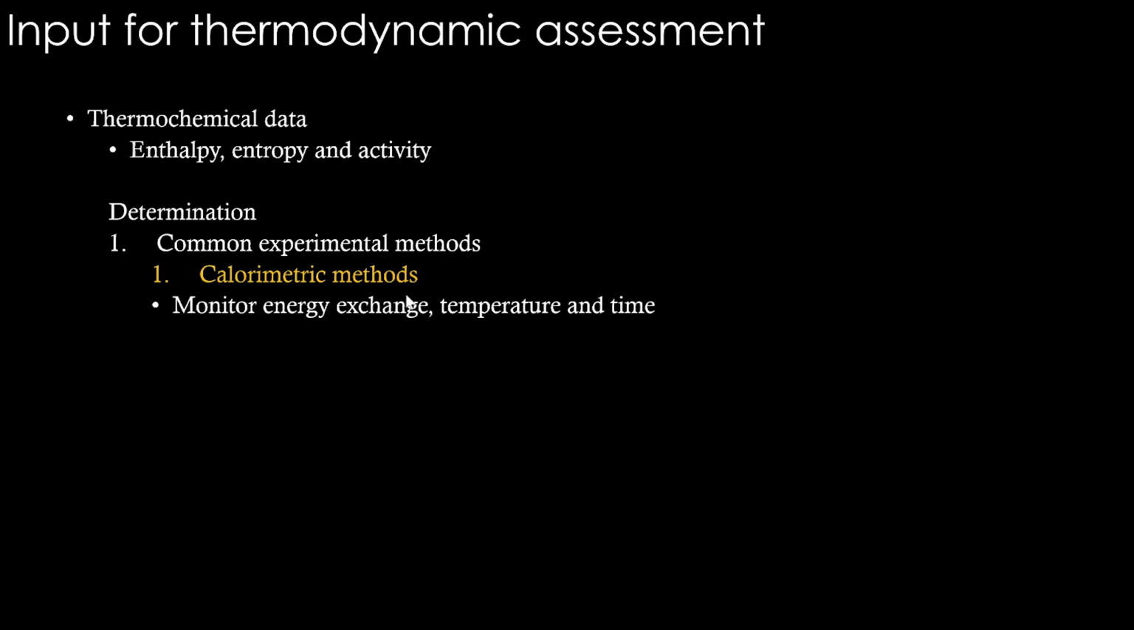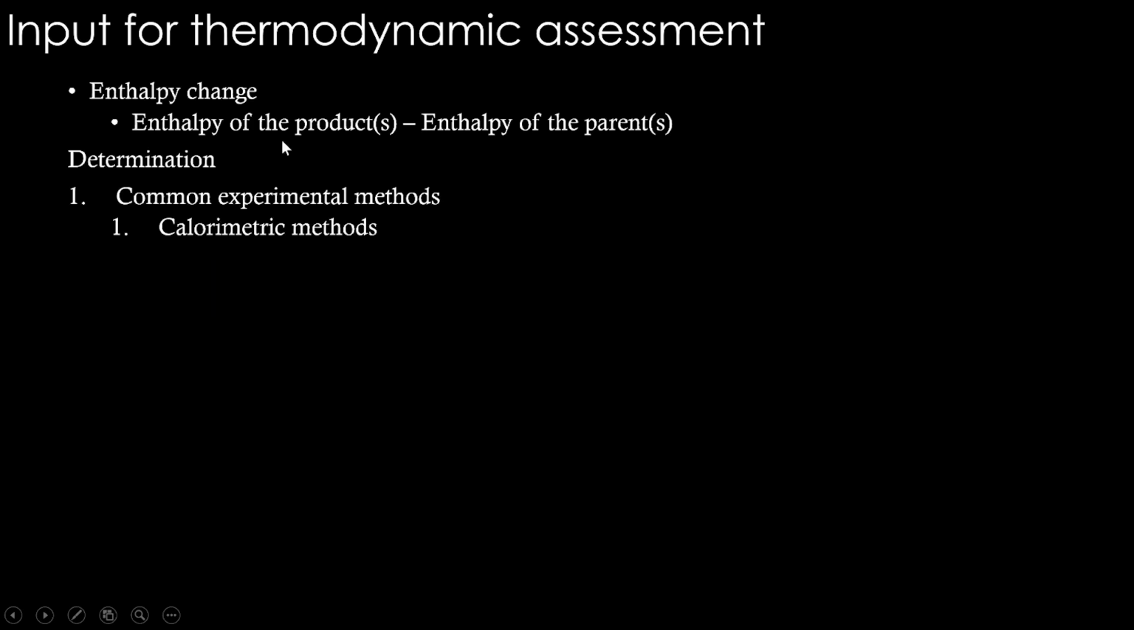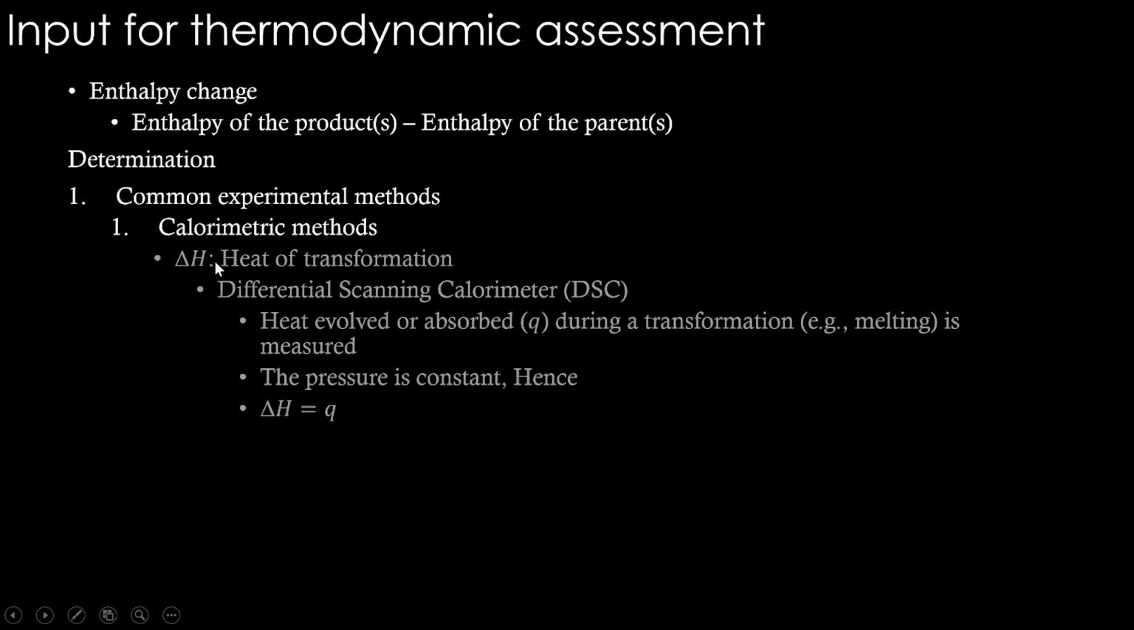We will focus on these calorimetric methods. A calorimeter is basically a device where you can monitor energy exchange, the temperature and time. Okay, you give some energy, see how the temperature is going up, whether any phase transformation is taking place, all those things you can monitor. That is basically calorimetry. So let's focus on what the different things we can get from this are. First thing we will see is enthalpy change: enthalpy of the product or products minus enthalpy of the parent or parents, determined through calorimetric methods.